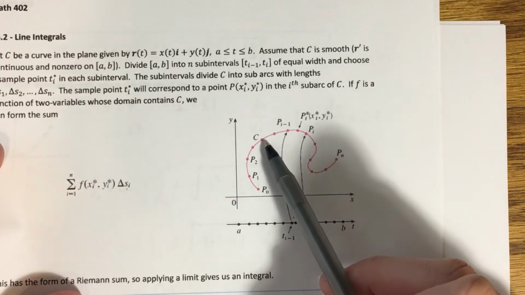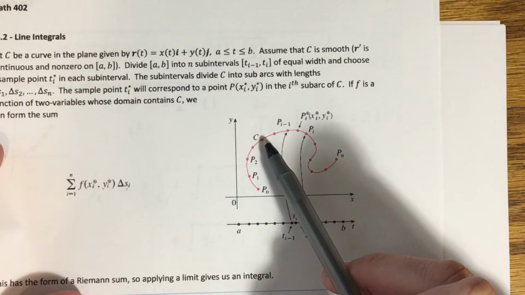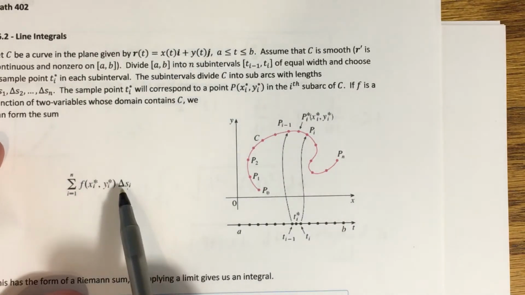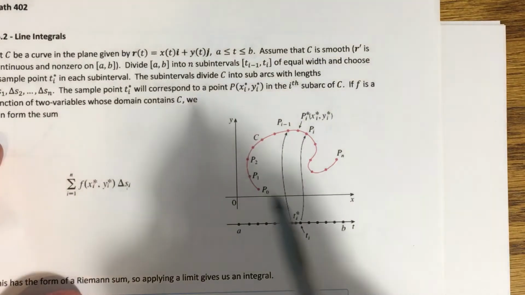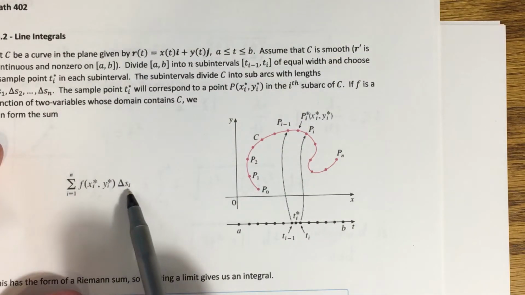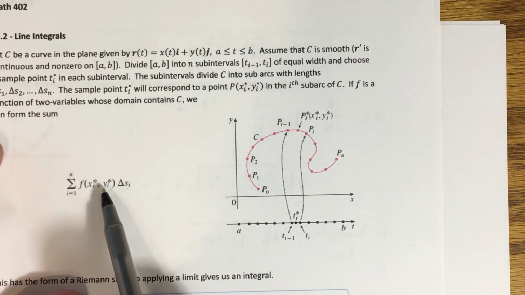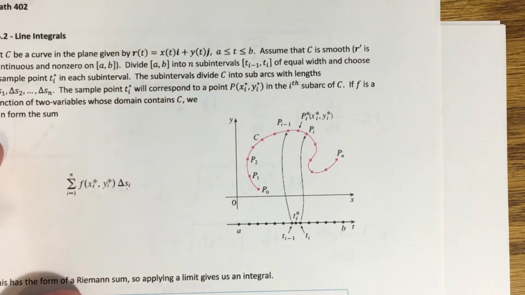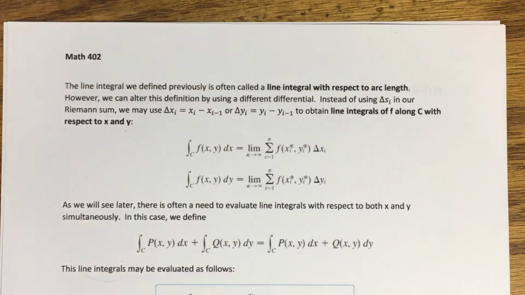So delta xi for this subinterval right here, for example, would represent the change in x from this point to this point, whereas the delta yi would represent the change in y from this point to this point. Now, those are different quantities than the delta si. So if we define a line integral using those different delta xi or delta yi's, the end result is not going to be the same thing as what we got here, but the interpretation of those line integrals are going to end up being useful in their own way later on. So it's an alternative definition.